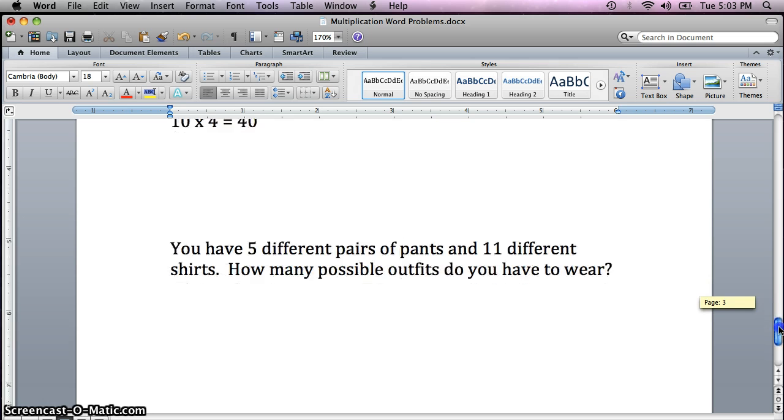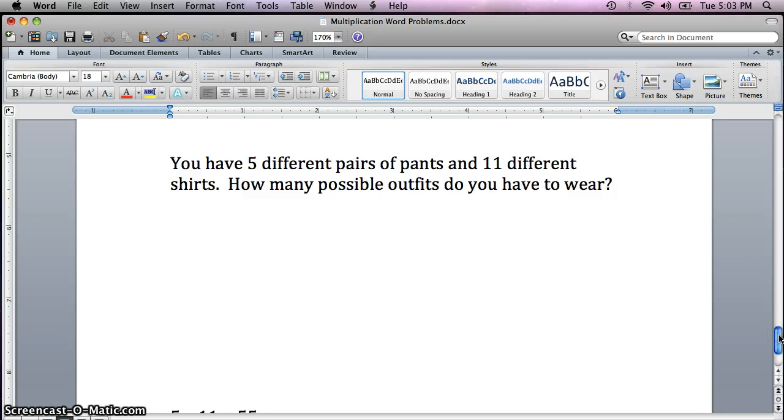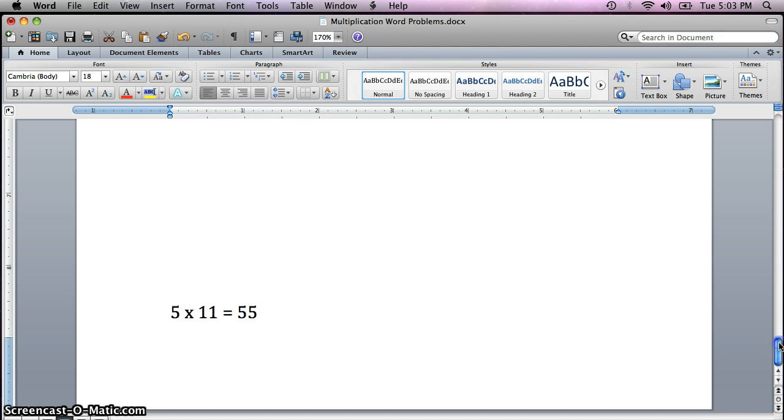Down here we have a problem similar to the ice cream problem. You have 5 different pairs of pants and 11 different shirts. How many possible outfits do you have to wear? In this problem we have choices, we have possibilities, so we know that we are also going to multiply. In this particular question, we are going to multiply the 5 different pairs of pants you have by the 11 different shirts. So you do 5 times 11 to get 55.